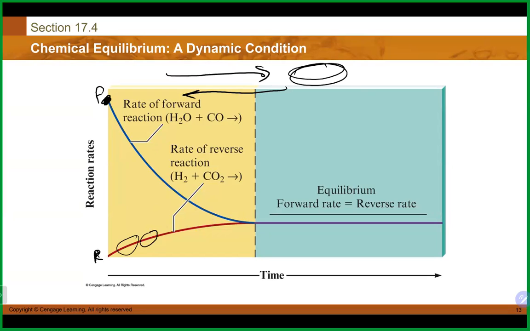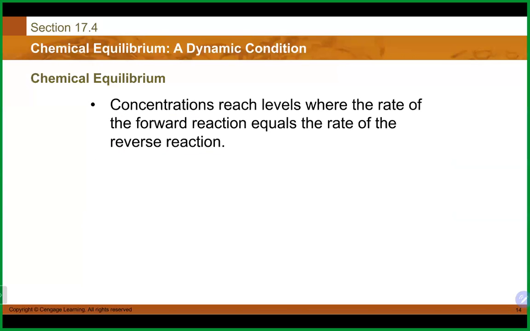So we see sort of a decline. And then basically what will happen is at that point where everybody levels out, they don't necessarily have to be the same concentration, but this is actually the rates here, where those rates of the forward reaction and the reverse reaction equal each other. That is when chemical equilibrium has basically been reached.